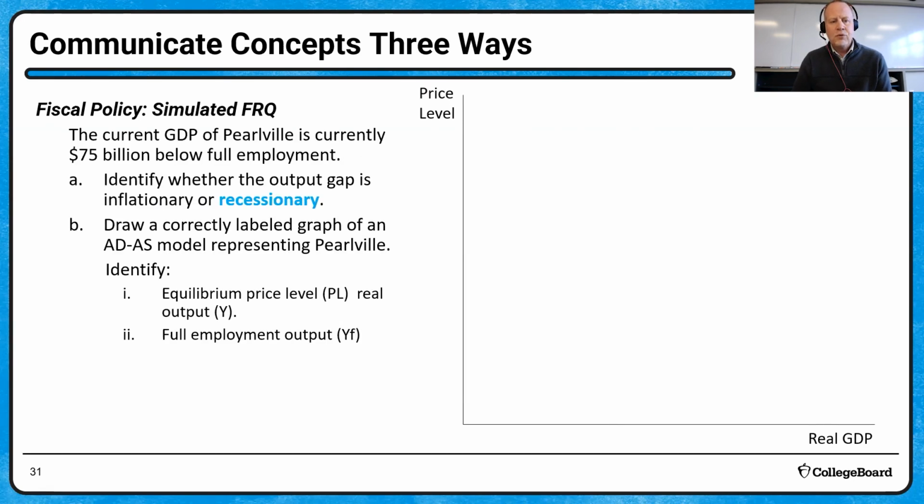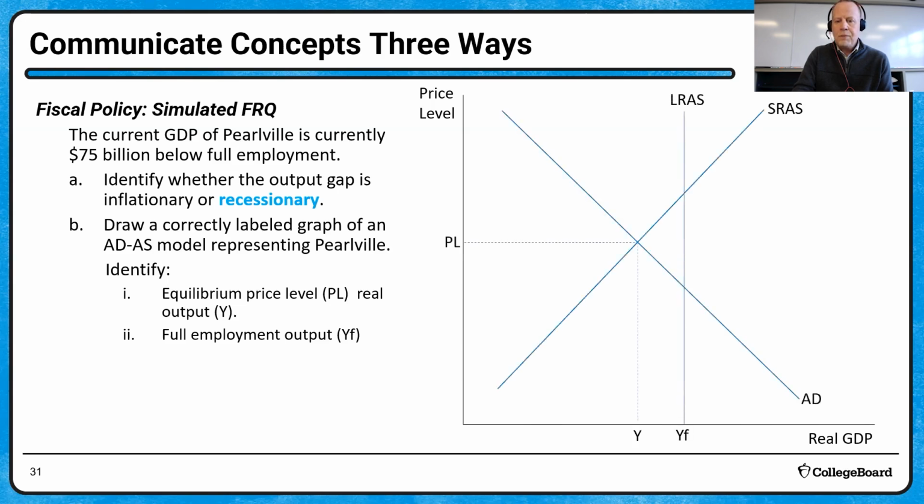Draw a correctly labeled graph of an ADAS model representing Pearlville. Identify equilibrium price level and output. Identify full employment output. Again, keeping in mind that we have a recessionary gap, we should be showing this. We have price level on the y-axis, real GDP on the x, upward sloping SRAS, downward sloping AD, and of course LRAS is to the right of our short run equilibrium because we have a recessionary gap.